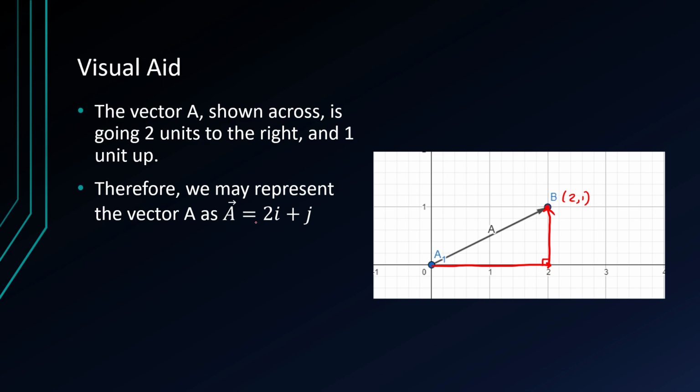So this way of representing a vector is known as the component form. We will get onto another way of representing it, known as polar form, in the next video.